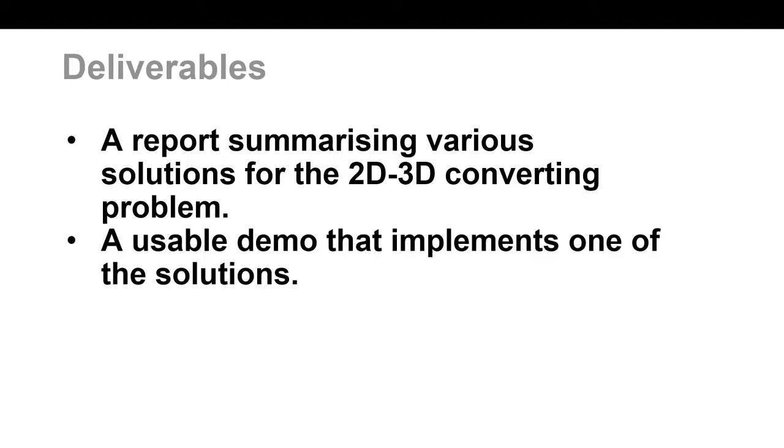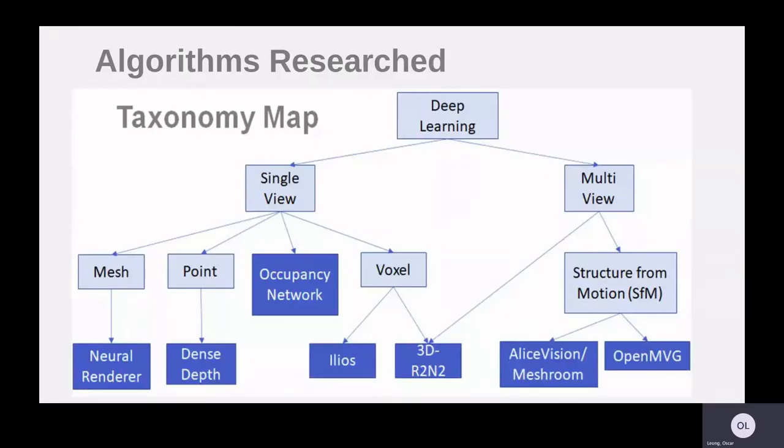Our current deliverables are a report summarizing various solutions for the 2D to 3D conversion problem, and a usable demo that implements one of the solutions. As our project was research-oriented, we have looked through multiple algorithms and solutions to a 2D image to 3D object problem. Here are some solutions in a taxonomy map categorized.